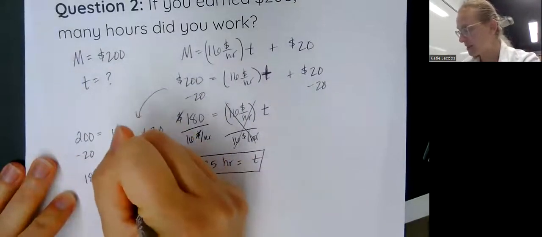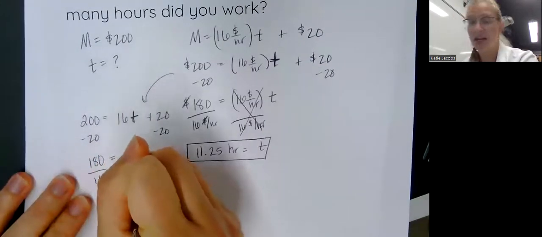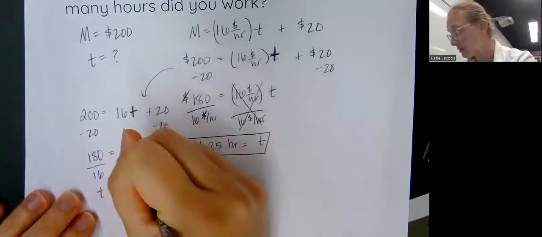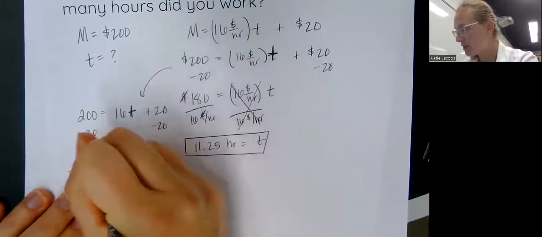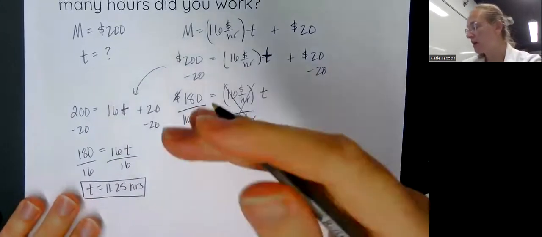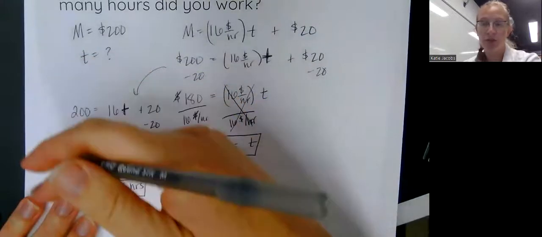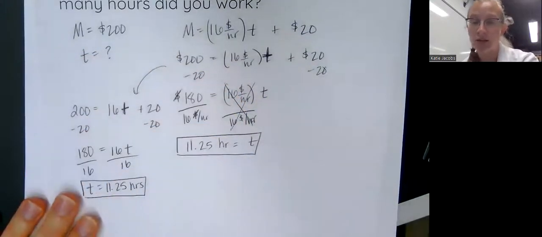I'd be dividing by 16 on both sides, and I get the answer 11.25, but I have to remember that I do need a unit with my answer. Every teacher will require that. So you'll need to ask your teacher if they're going to require the units throughout the work, or if it's okay to show the algebra like this and then just have the correct unit at the end.